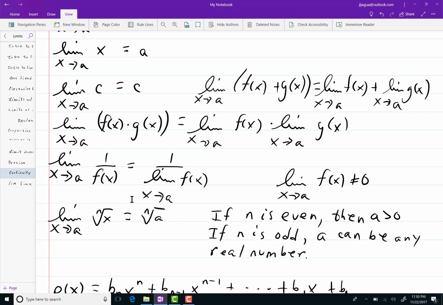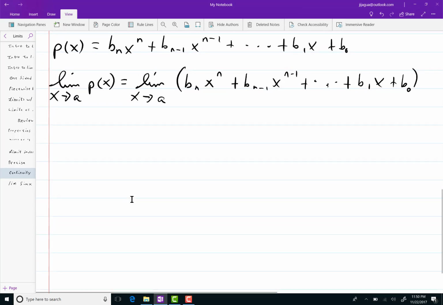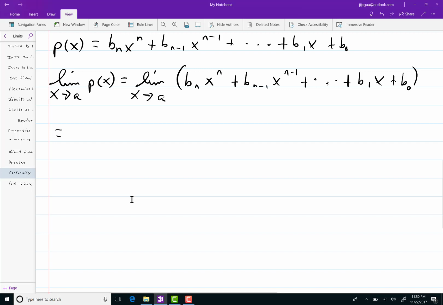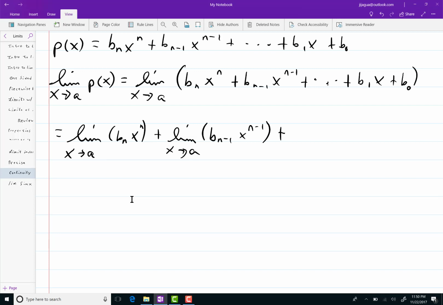So, first thing I'm going to do is that piece. This is going to equal the limit. I'm only going to do this one time. I'm not going to do this a bunch of times. The limit as x goes to a of b_n x^n, plus the limit as x goes to a of b_{n-1} x^{n-1}, plus dot dot dot. I'll break it down here. Plus the limit as x goes to a of b_1 x, plus the limit as x goes to a of b_0. That's using the addition rule that I just had.